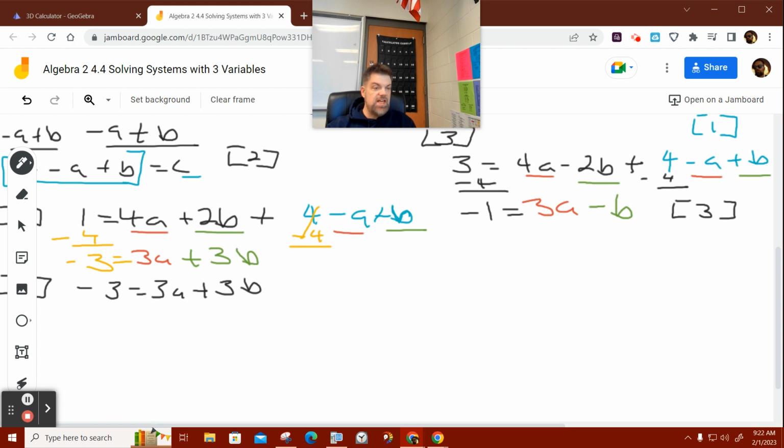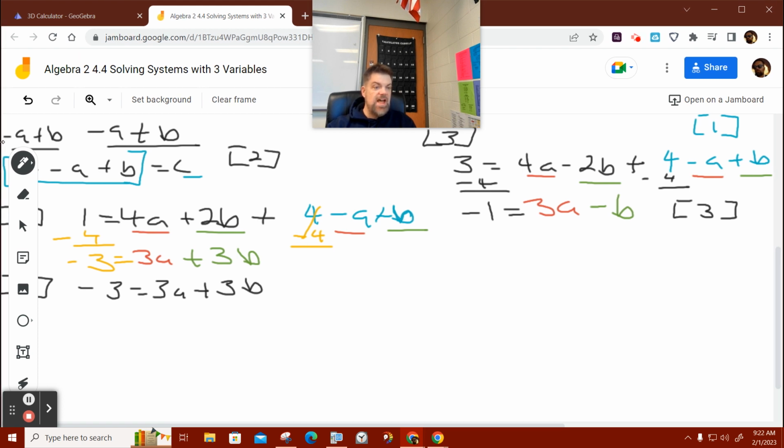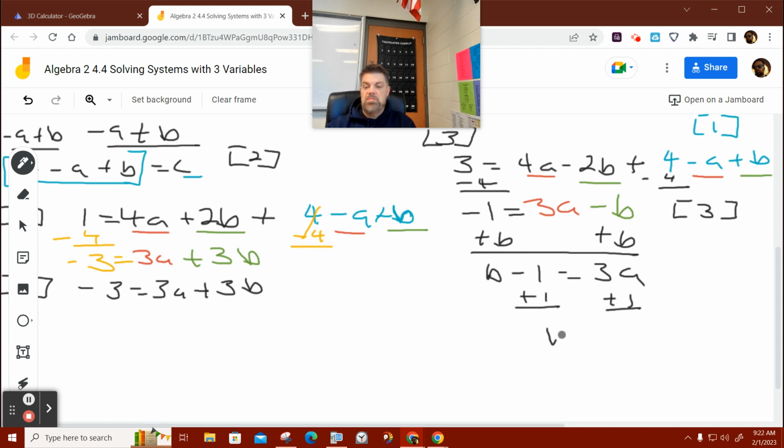There's a couple of approaches I could take, but basically now, if you notice, there's no more C's. I've gotten rid of all the C's. So there's a couple ways I could do this. I could solve for B, I could solve for A, there's all kinds of stuff I could do. What I'm going to do is I notice that this one has a B all by itself. So I'm going to add B to this side. I'm going to add B to this side. That gives me B minus 1 is equal to 3A. Then I'm going to add 1 to this side, add 1 to this side, and I get B is equal to 3A plus 1.